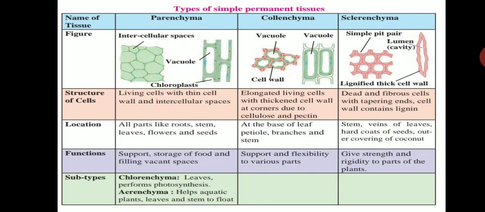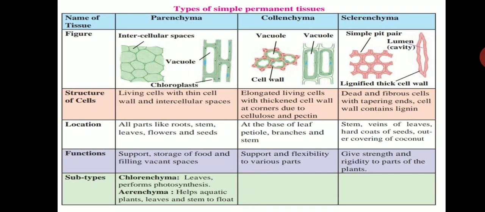So in the parenchyma tissue, the cells are living cells with thin cell wall and intercellular spaces are present in these cells. Intercellular spaces means the space or cavity which is present inside the cell structure. This is called intercellular spaces. So all these cells of parenchyma are living cells and their cell wall is thin and intercellular spaces are present.